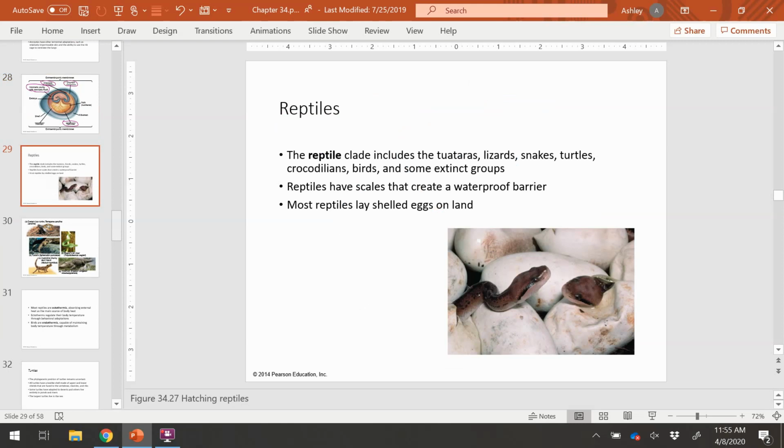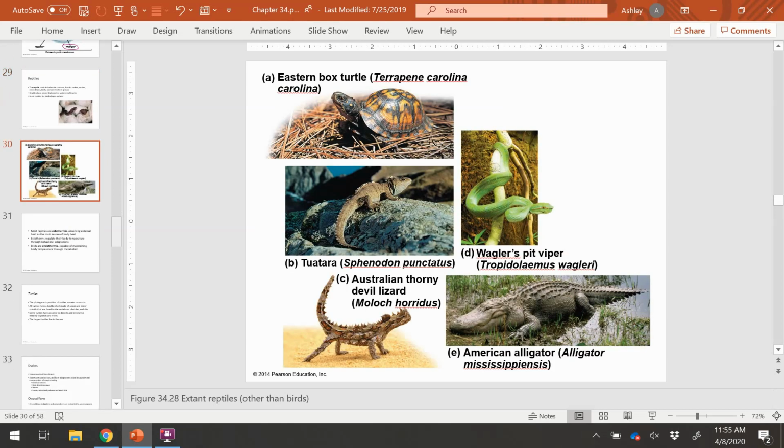All right, so moving to the first amniotic group is the reptiles. Reptiles include chordates, lizards, snakes, turtles, crocodilians, and birds, with also some extinct groups. So reptiles have scales that can create a waterproof barrier, and most of them will lay shelled eggs on land, as you can see here in that snake image. Let's see. So here are some examples: a box turtle, Tuatara, a pit viper, thorny devil lizard, and American alligator.